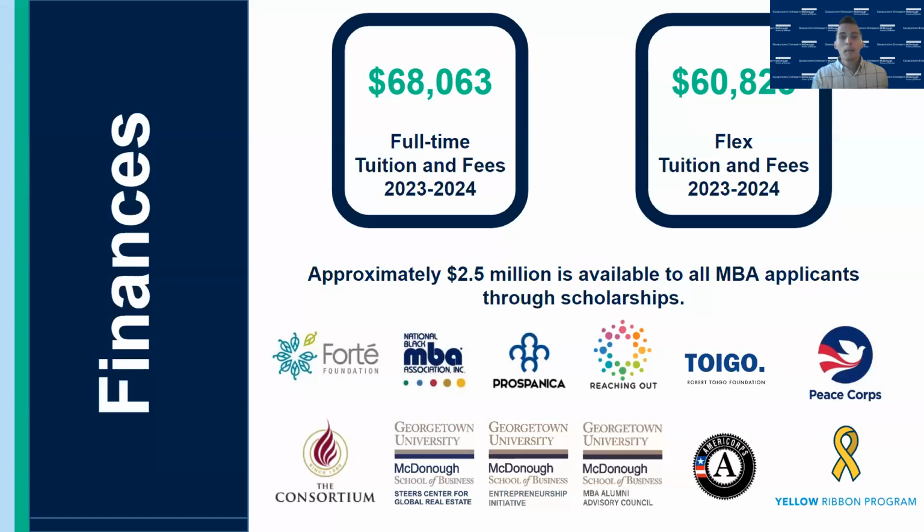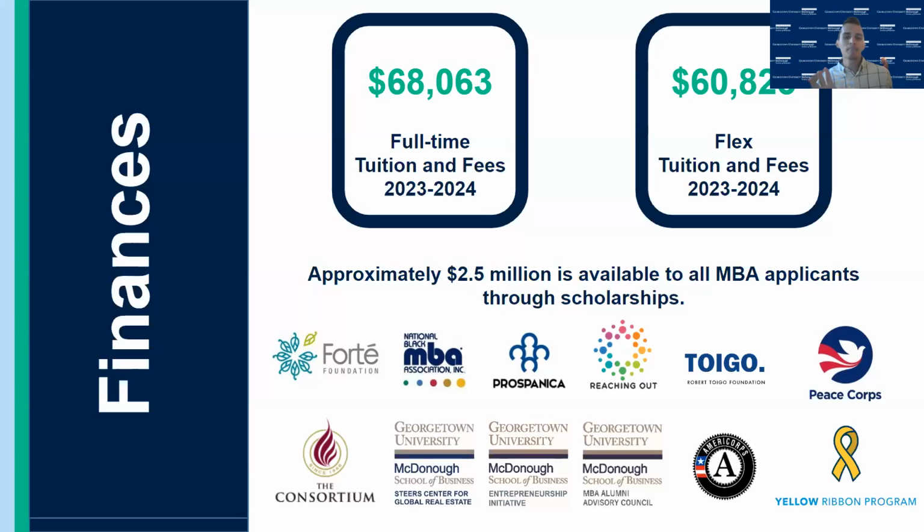For the Flex program and Flex Online, the tuition rates are the same. The numbers that you see here are an incredibly high estimate, so I don't want that to freak people out. Ultimately, you're charged by the credit hour. For the current academic year, it's $2,390 per credit, and it is 54 credits total. It takes 54 total credits to complete the MBA degree.